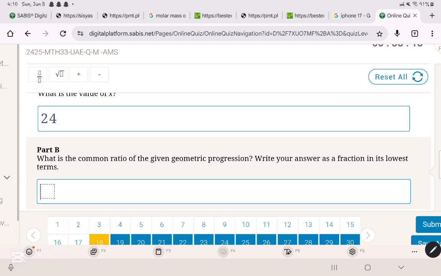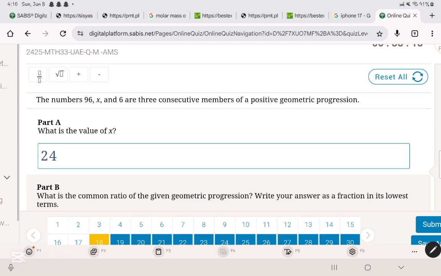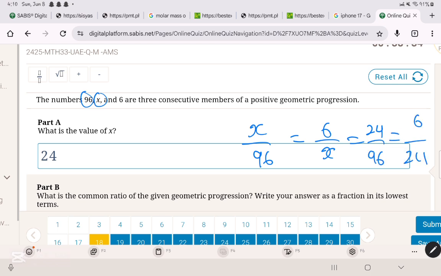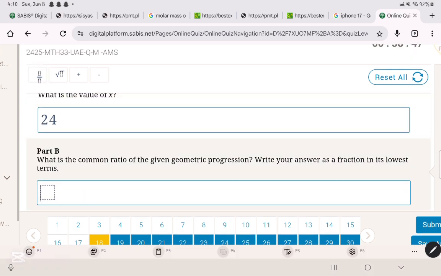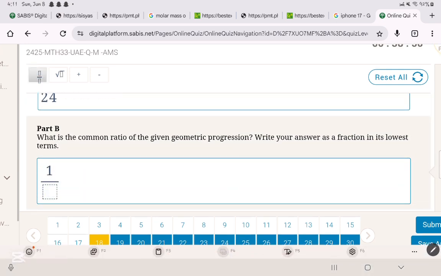So we move on to part B. What's the common ratio? So how do we find the common ratio? As we said, it's the term after divided by the term before. So next divided by previous. In this case, it's x over 96. We could take it, or we could even do 6 over x. But in both cases, it's going to be 24 over 96, which is equal to 6 over 24. And it's supposed to give us an answer of 1 over 4. So in all cases, the common ratio is 1 over 4.